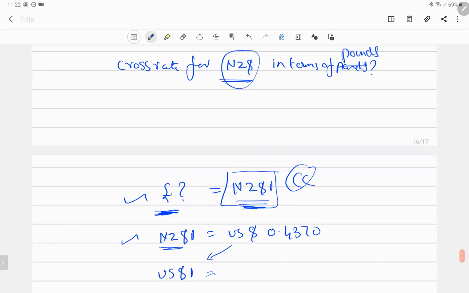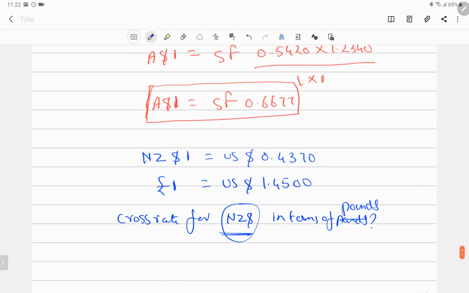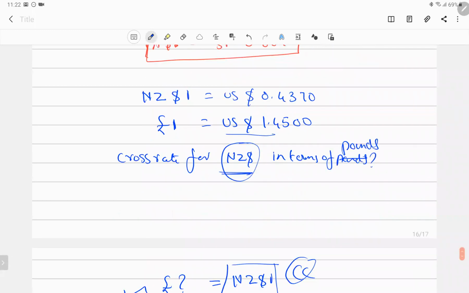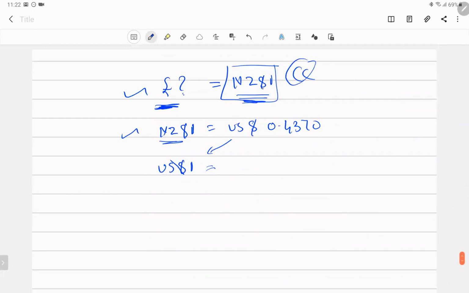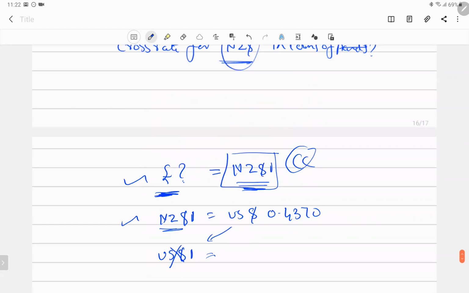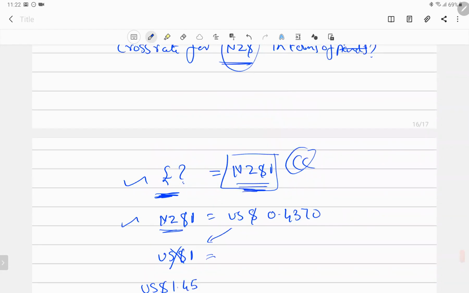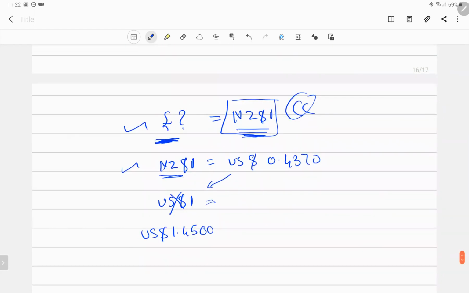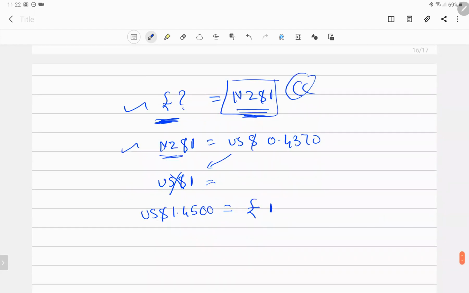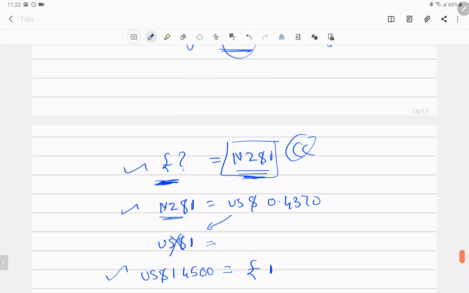Suppose they have given the value in the question, or we can put the value here. They have given the value, so you can repeat it: US dollar 1.4500 equal to 1 pound. So this is over, we have written everything.